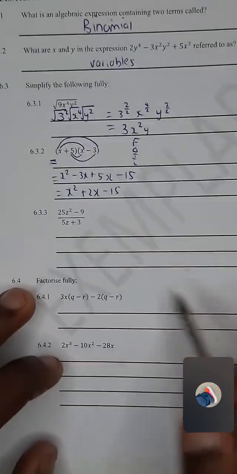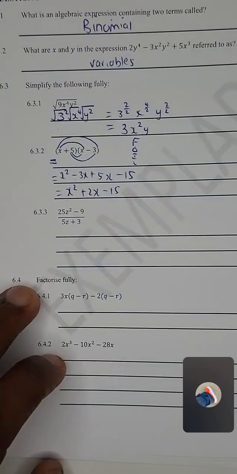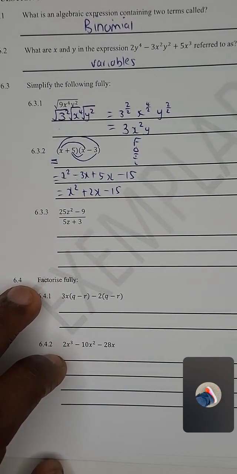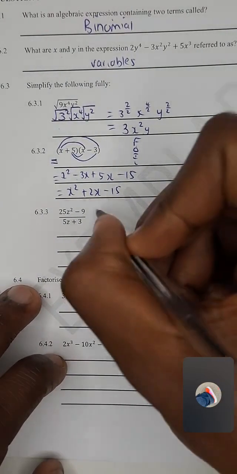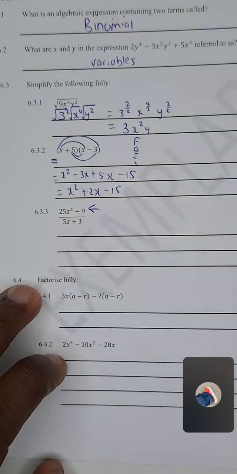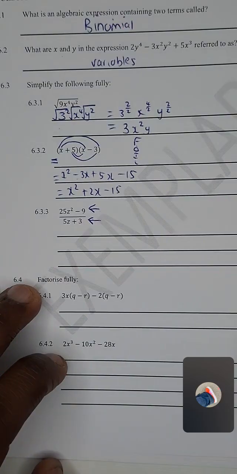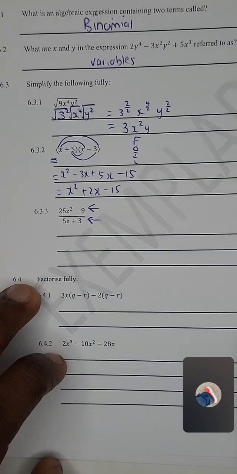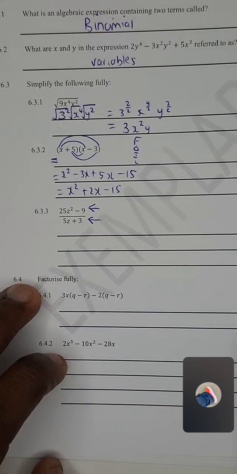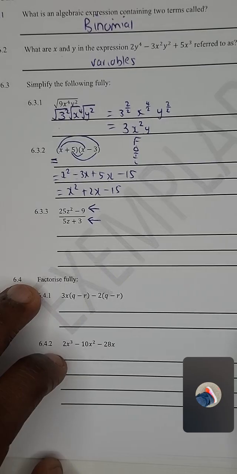We stop right there. Now we are here at 6.3.3. Since in the expression we have 25z to the power of 2 and 5z to the power of 1, we are going to divide those two because they have the same variables, and they give us 5z. Then we say negative 9 divided by 3, which gives us negative 3. So our answer is 5z minus 3.